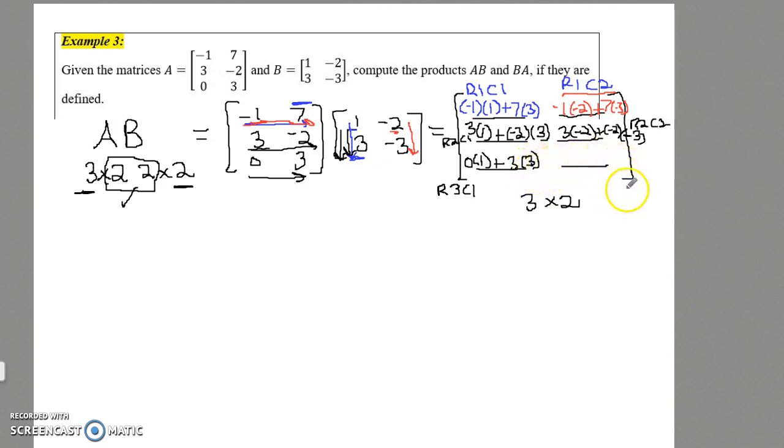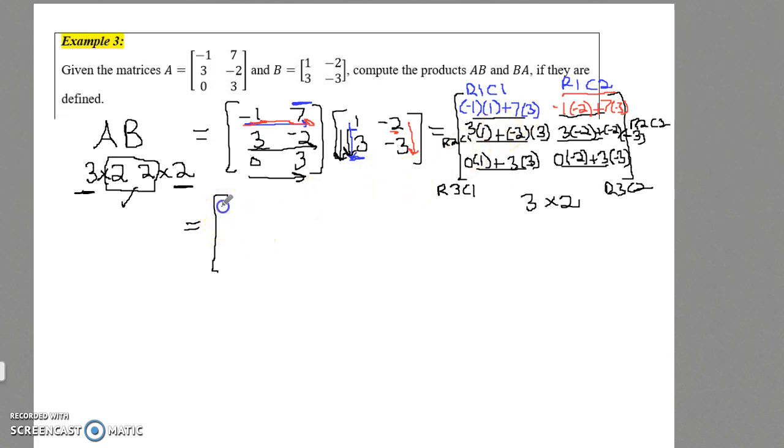Okay, and then last one, row 3, column 2. So row 3, which starts with 0, times column 2, which starts with negative 2, plus row 3, so now I'm up to the 3 there, times column 2, so now I'm at the negative 3.